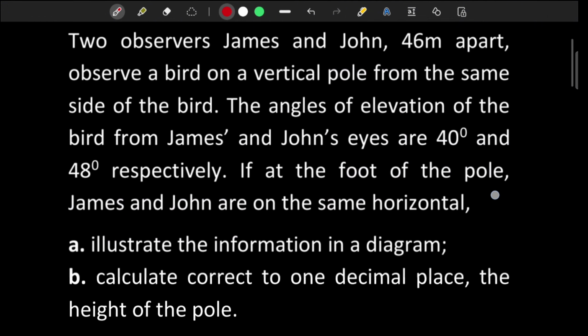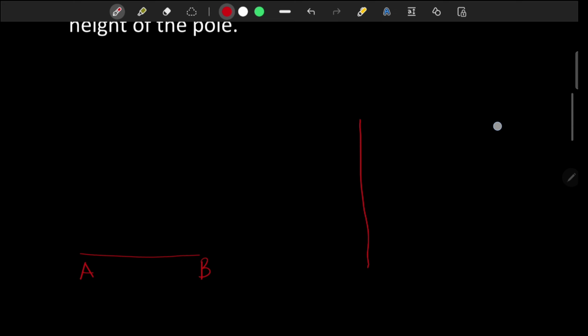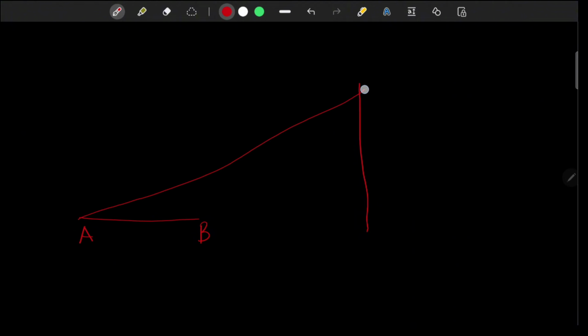Then the question says they are 46 meters apart. So James, I'm going to call it A, and John are 46 meters apart. The angles of elevation of James is 40 degrees and John is 48 degrees. So James is 40 degrees, that's this point here, and John is 48 degrees.